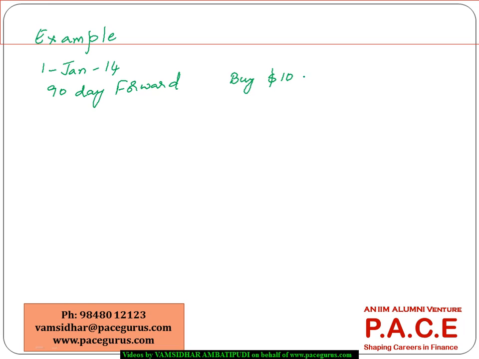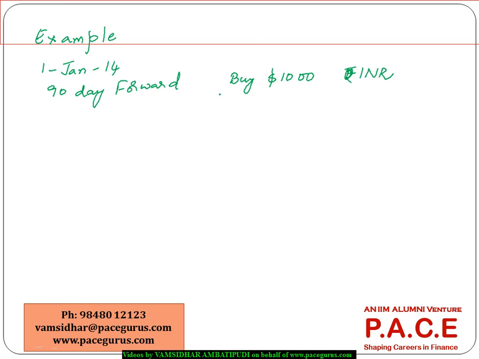I take one quick example, just as a quick summary. Let's say I am talking about getting into a contract on 1st Jan 14. I am looking at a 90-day forward contract. What is that 90-day forward contract? To buy $1,000 against Indian rupees. I am spending Indian rupees. Let me write it using INR.